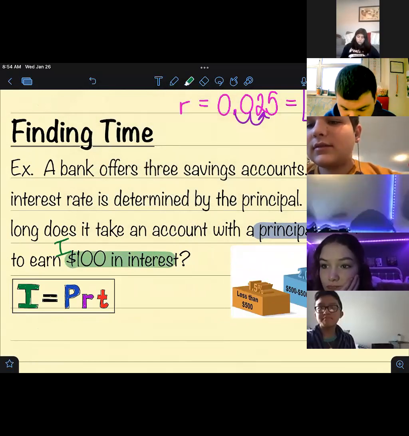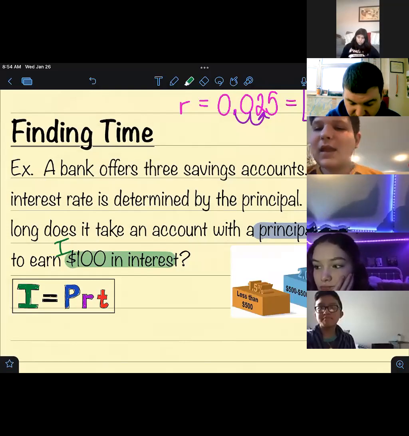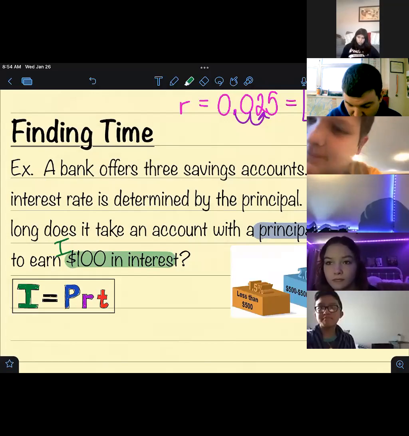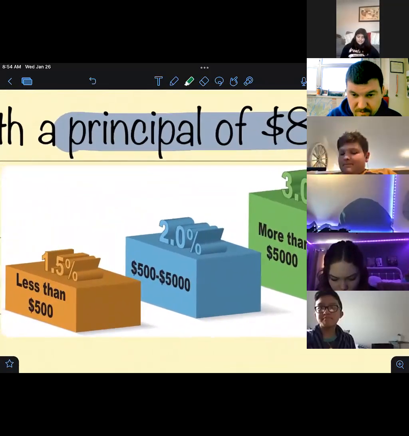The question is, what is T? And if we're going to know what T is, we have to know what R is. And so to find out what R is, we have to determine which of these interest rates we're going to use.